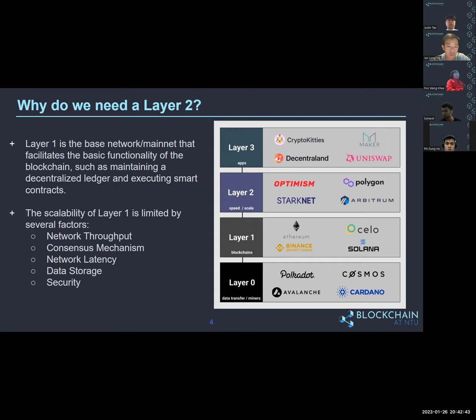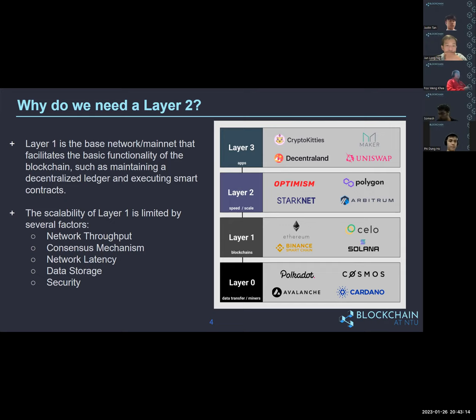So first is the network throughput. The network throughput is the number of transactions that can be processed by the network, and it is limited by the capacity of the network, which is determined by the number of nodes, the processing power, and the block size. Next is the consensus mechanism. Some consensus mechanisms are proof of work and proof of stake. Proof of work is inherently limited by the number of transactions it can process per second.